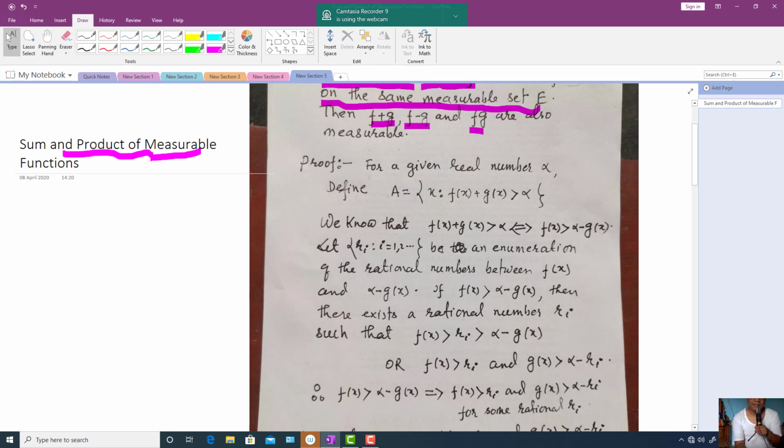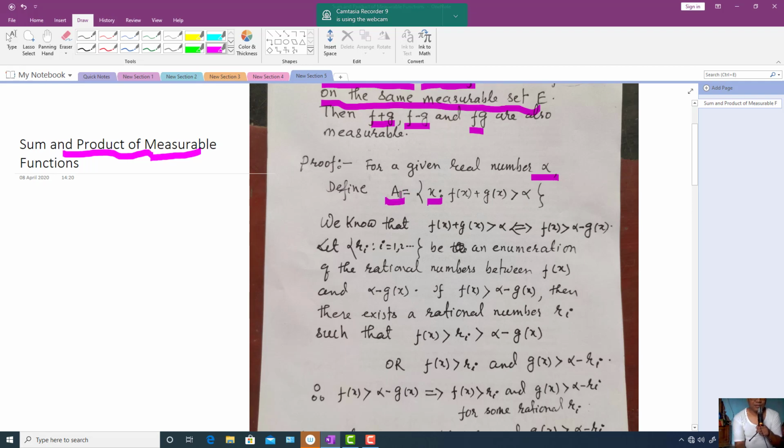Let us see step by step. For a given real number alpha, where alpha is any real number, you define the set A. What is the set A? It is the collection of points x such that at that point you evaluate f of x and g of x, take their sum, and that is greater than alpha. So you take those points x such that f of x plus g of x is greater than alpha, and that collection of points is your A.